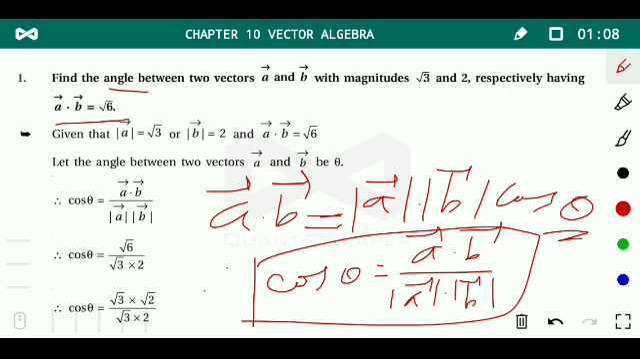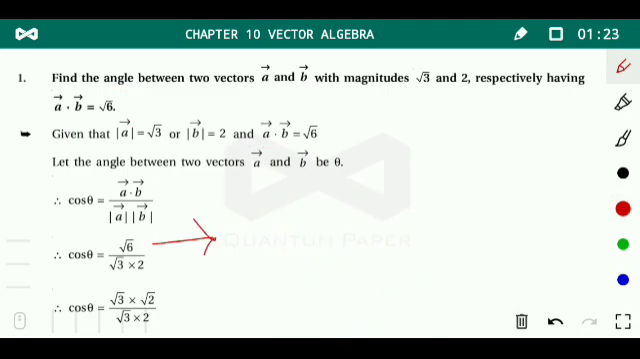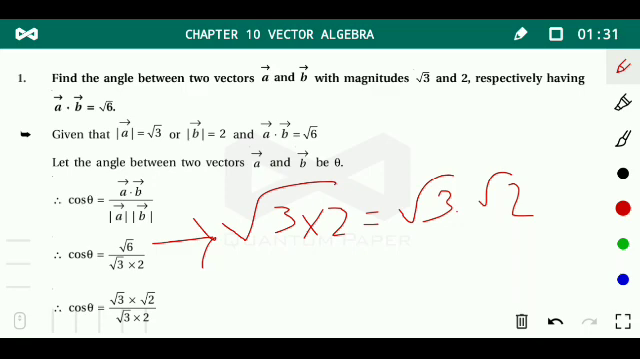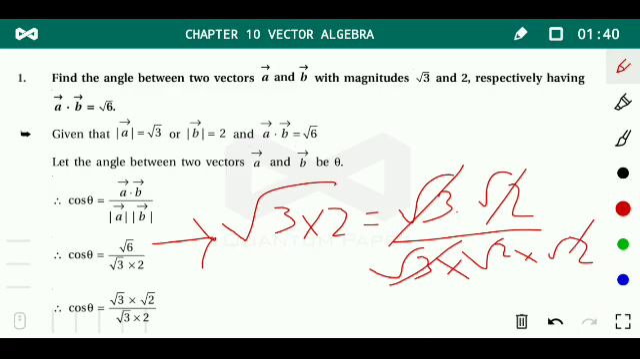Now put the value of vector A dot vector B, which is root 6, upon magnitude of vector A, which is root 3, and magnitude of vector B equal to 2. So we can write root 3 into 2. Now in the numerator root 6 is given, so we can write 3 2s are 6, so root 3 into root 2. Same in the denominator, we can write root 3 into 2 is equal to root 3 into root 2. Okay, yes or no? Now root 3 cancels out, root 2 cancels out, so our answer is 1 upon root 2.